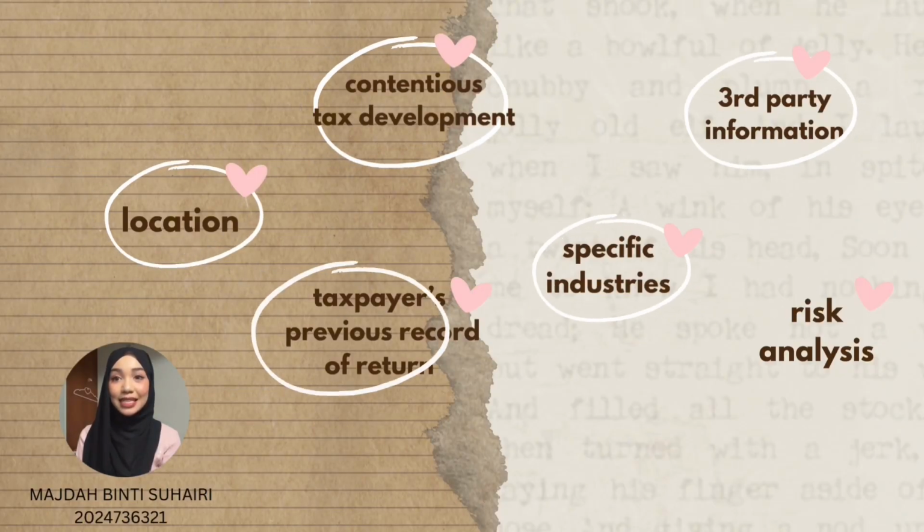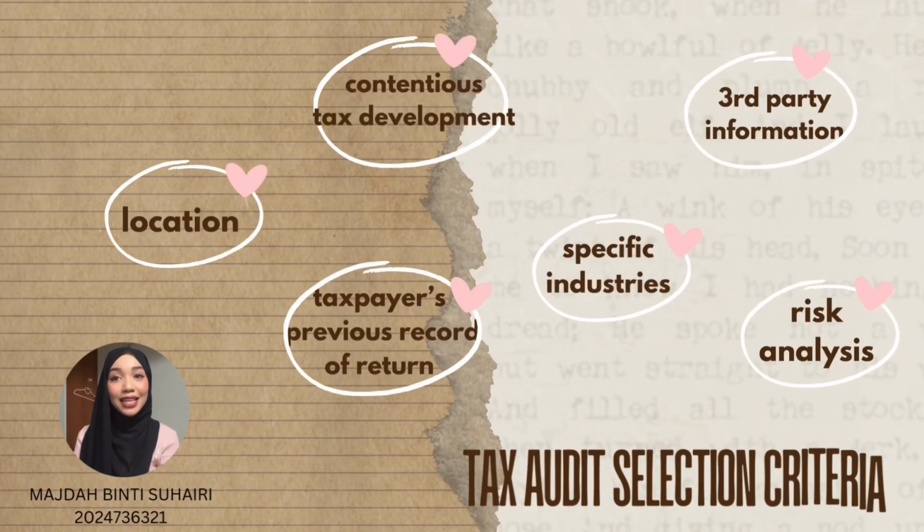Tax audit selection criteria is based on third-party information, risk analysis, specific industries, location, taxpayers' previous record of return, and contentious tax development. As for location, companies in major cities like KL, Penang, and JB are highly selective for tax audit rather than other cities.